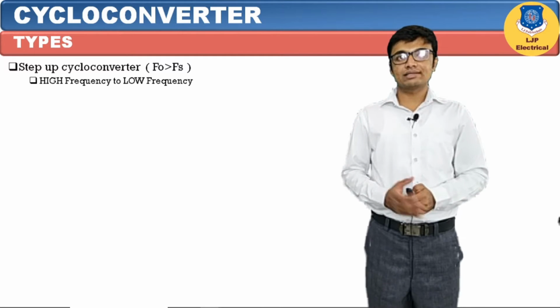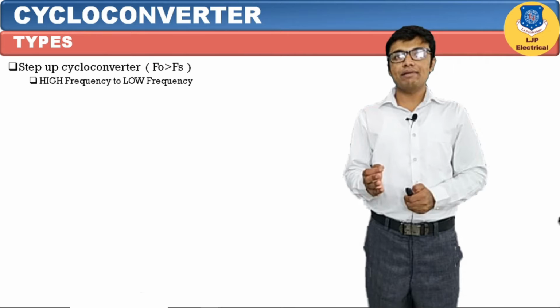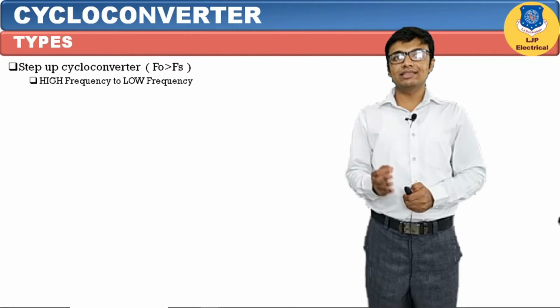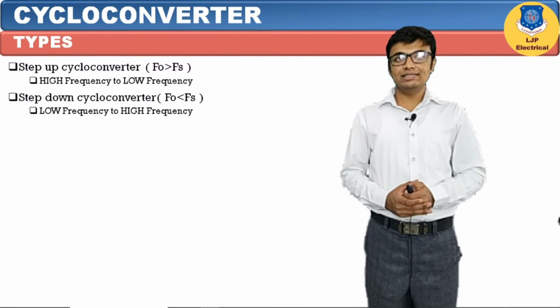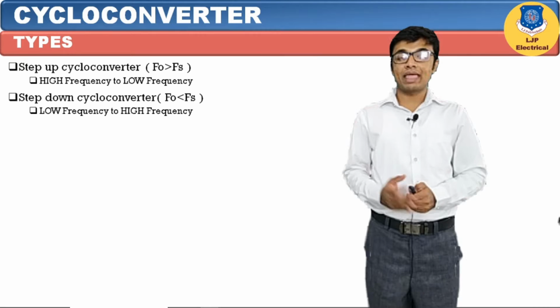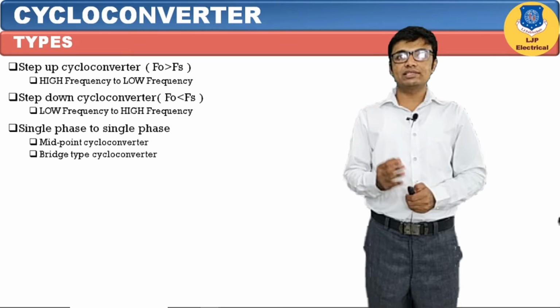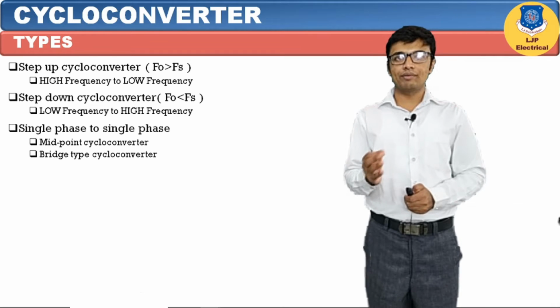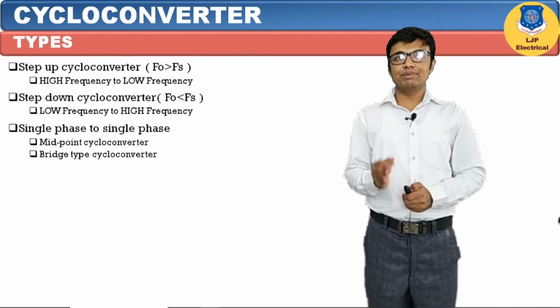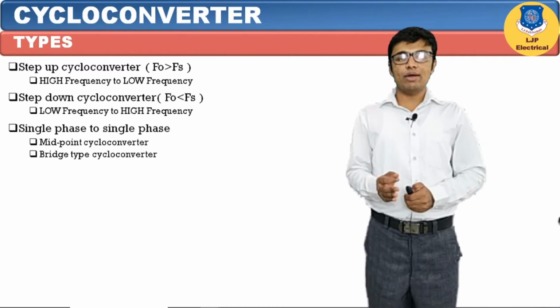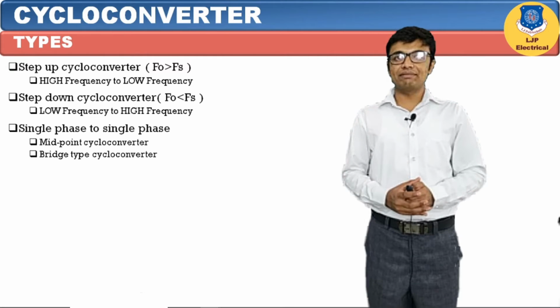So first type is step up cycloconverter. In that, the output frequency is greater than the input frequency. Next is step down cycloconverter. In this cycloconverter, the output frequency is lesser than the input frequency. Next is single phase to single phase cycloconverter. It also has two types, that is midpoint cycloconverter and bridge type cycloconverter. In midpoint cycloconverter, we have to use a center tap transformer, whereas in bridge type cycloconverter, various diodes are connected in the bridge manner. That we will see later on.